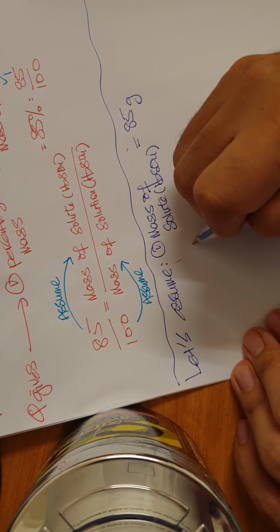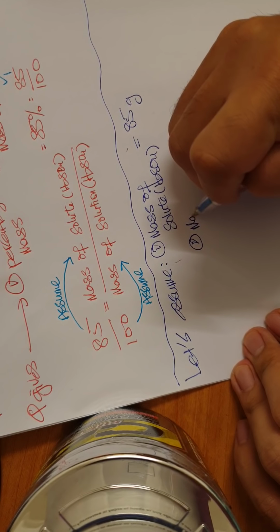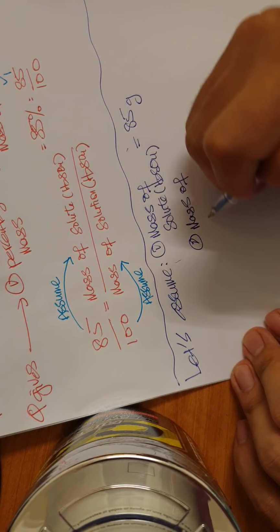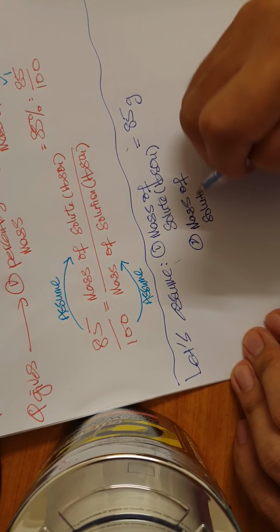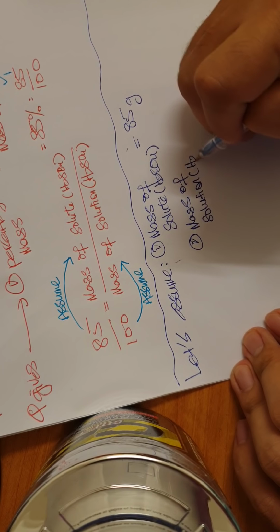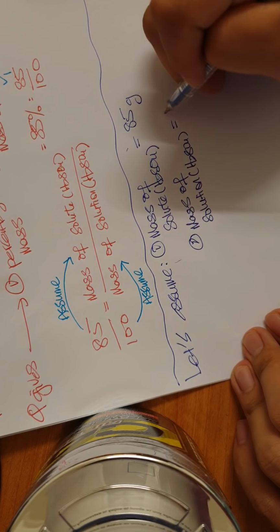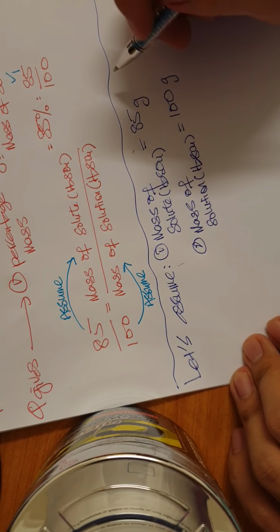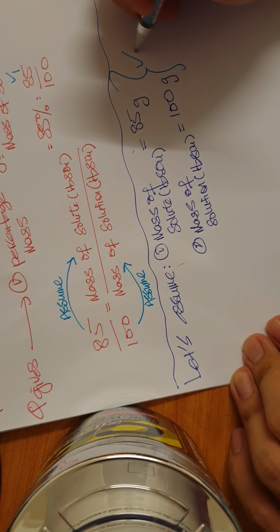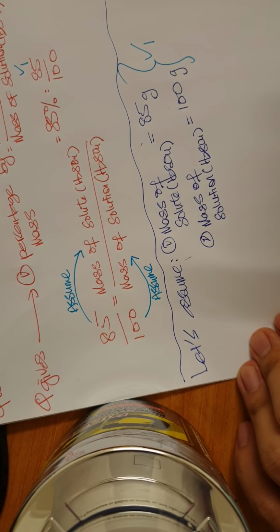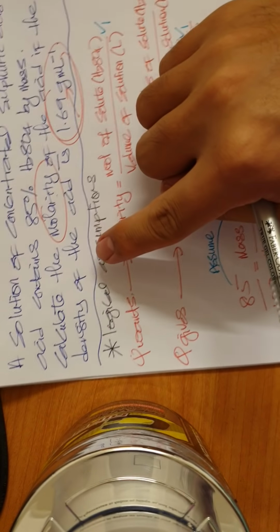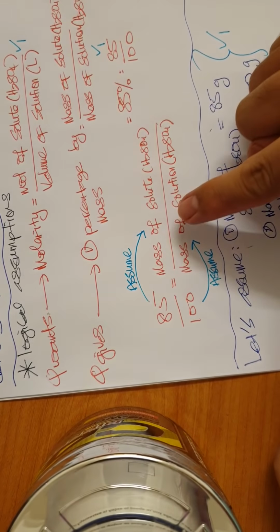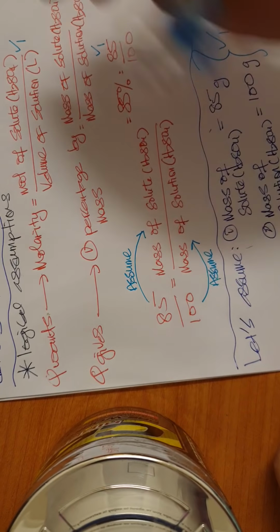And then the second assumption is mass of solution, we can assume as 100 grams. This assumption carries one mark. So this is the logical assumption that we have made from the definition that is given to you.